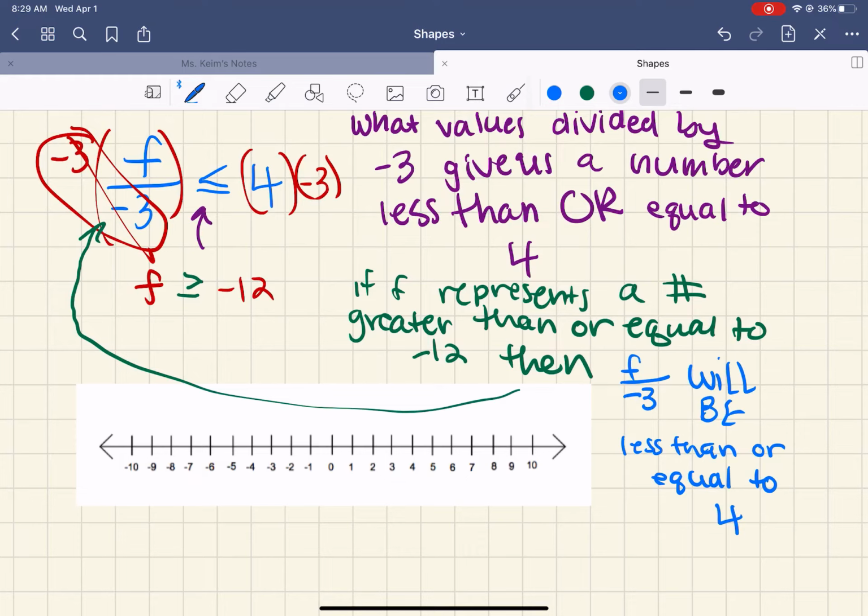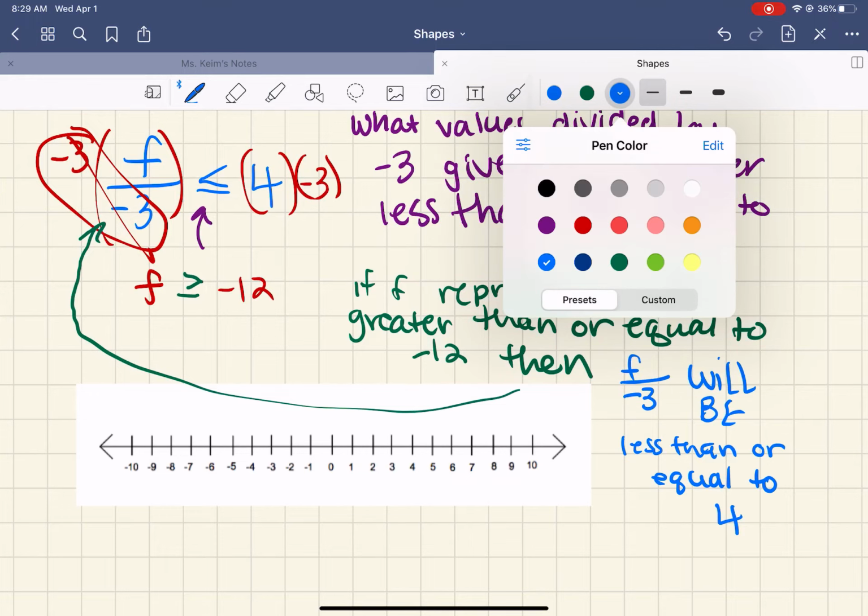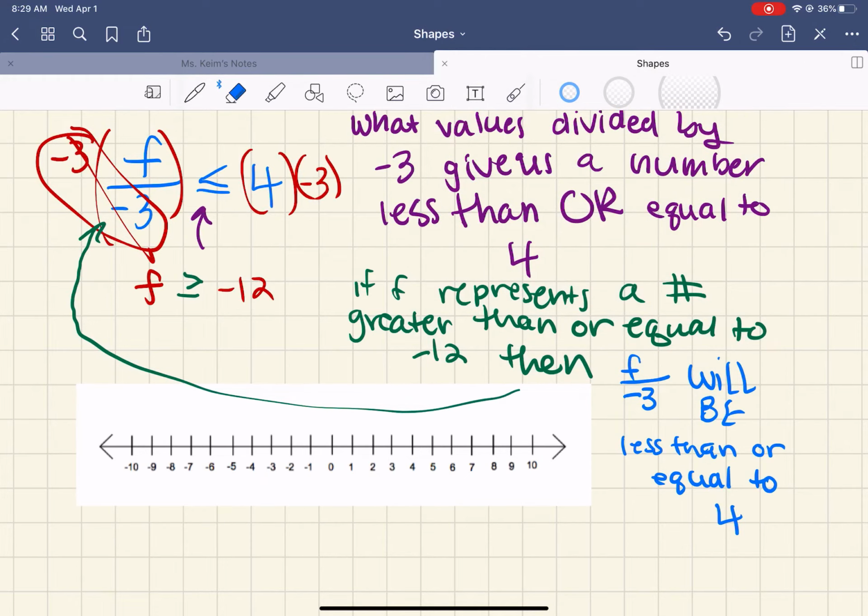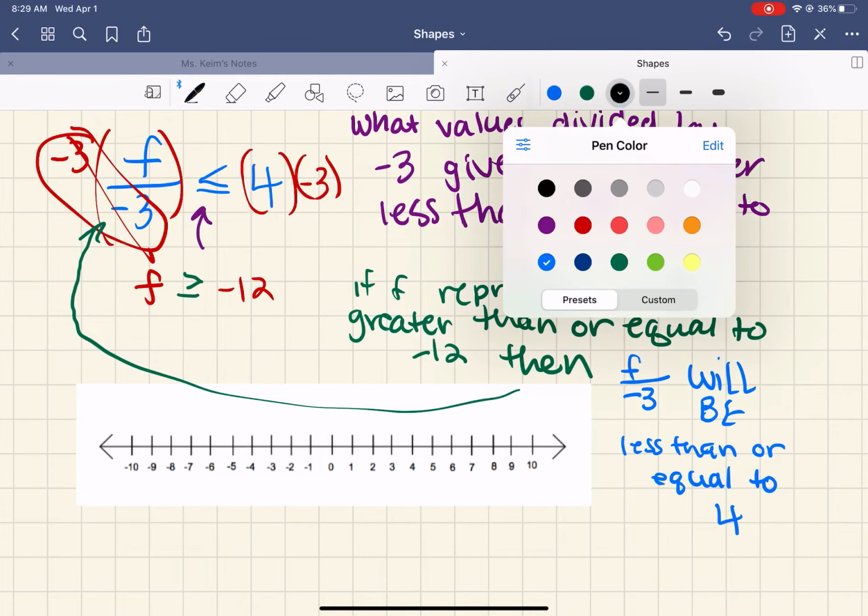Once again, this is kind of confusing. I'm aware of that. It's kind of complex. So let's put our solution on the number line and then check it. That's where things really start to click. We put this f is greater than or equal to -12 on the number line and test to see if a number in that solution set works. So let's put it on the number line.